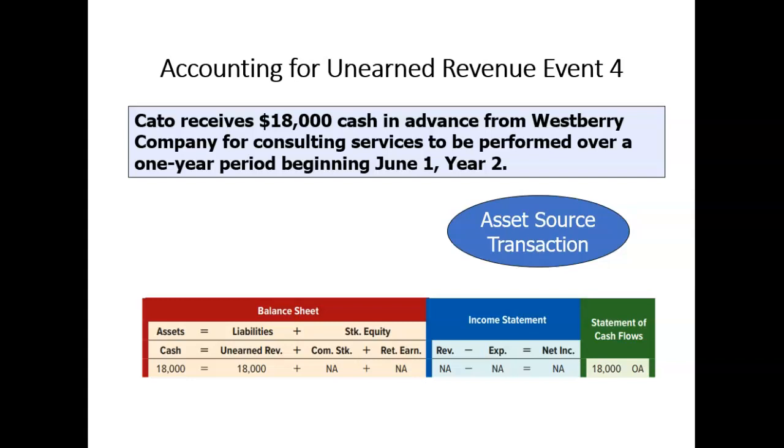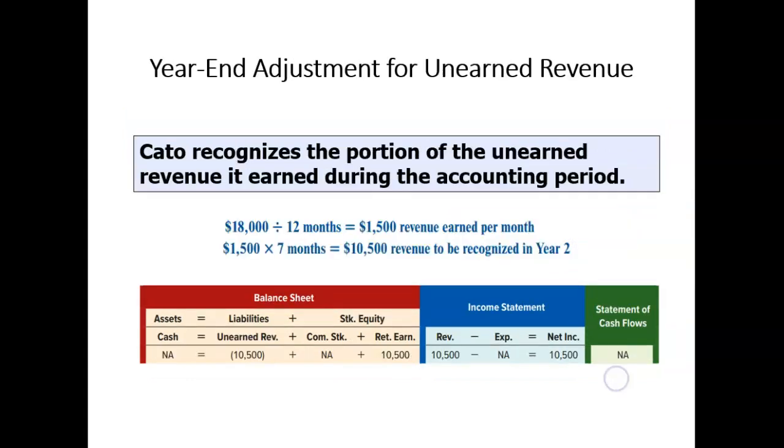So to record this transaction, your cash account increased by 18,000. That's your asset. Your liabilities, not revenue, your liabilities increased by 18,000. You have what's known as unearned revenue. It doesn't impact the income statement at this point in time, but in your statement of cash flow, your cash increased by 18,000 from your operating activities. Did you follow that? All right. Now, keep in mind the dates of this transaction. We're going to begin work on June 1st.